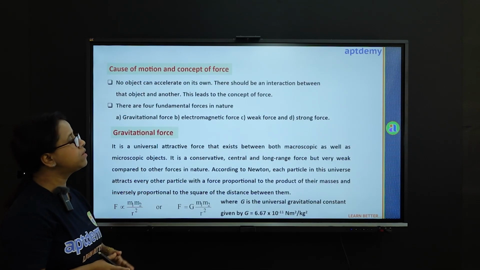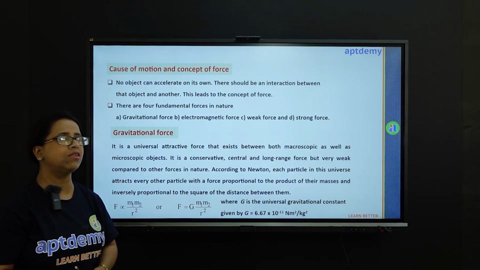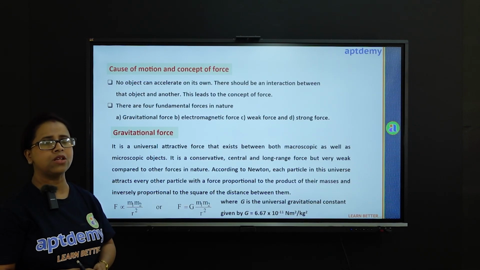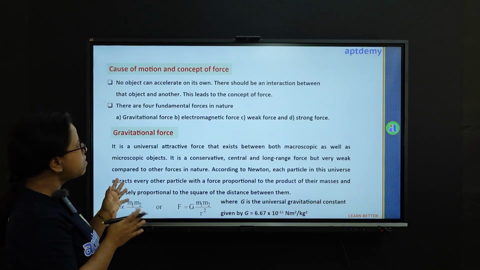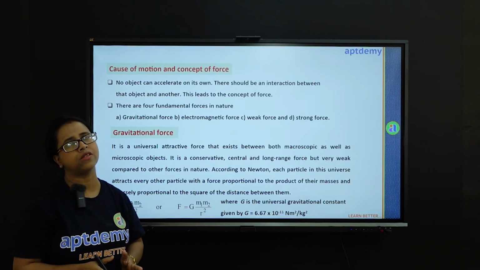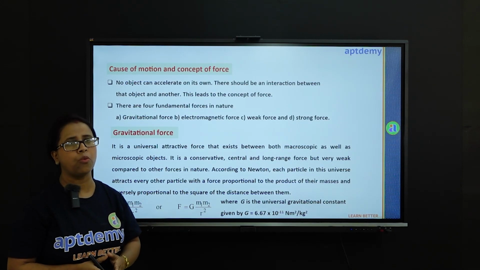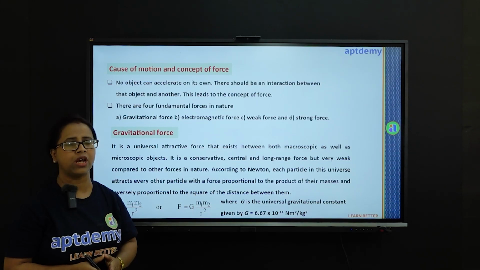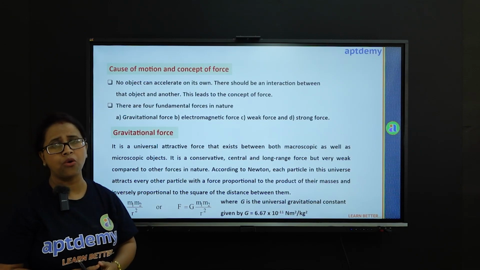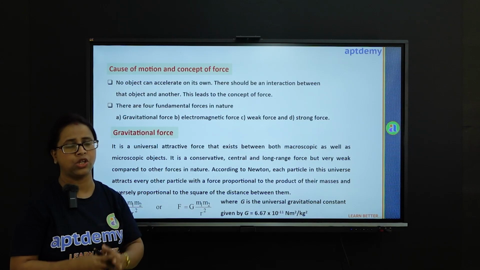Now, the four fundamental forces in nature are gravitational forces, electromagnetic forces, weak force and strong force. Let us look at each of these forces one by one. First, talking about gravitational force. Gravitational force is a universal attractive force that exists between both microscopic as well as macroscopic objects. It is a conservative central force. It is also long range but very weak compared to all other forces in nature.